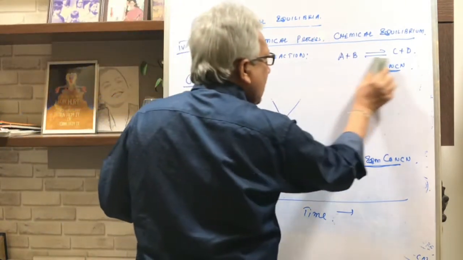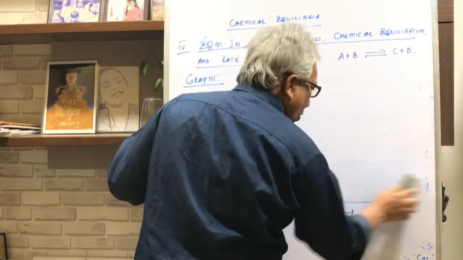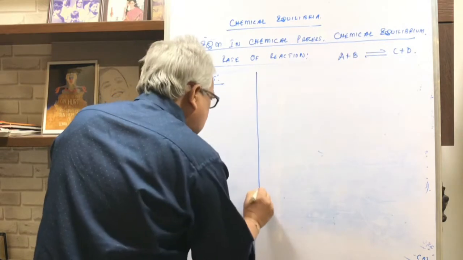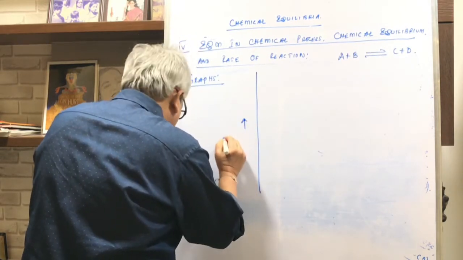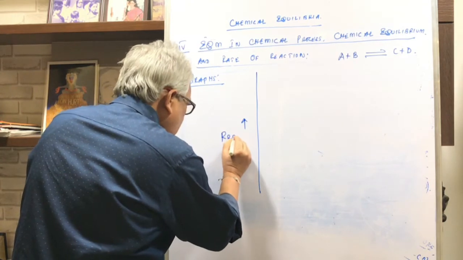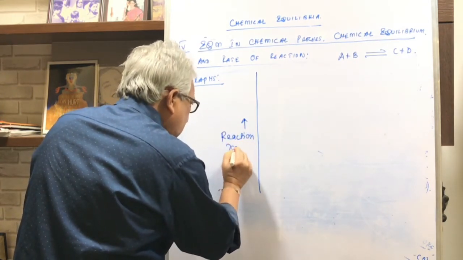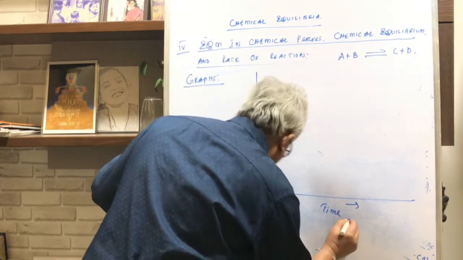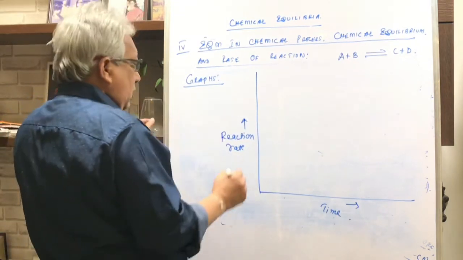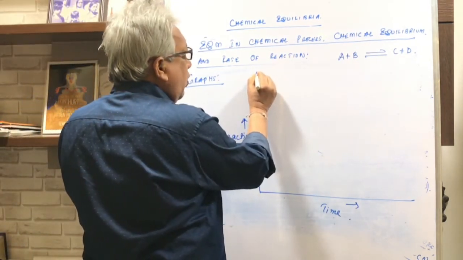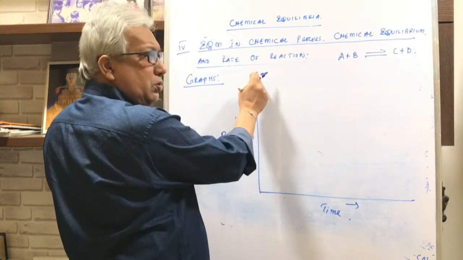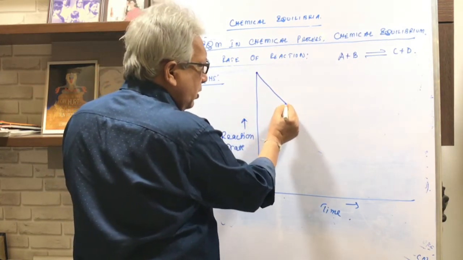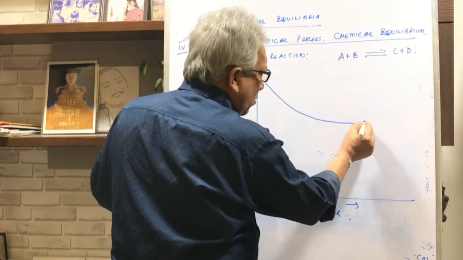Now I will plot another graph. In the y-axis I take the reaction rate, and on the x-axis I take the time. Is that okay? Now in this case, let's say this is here the forward reaction, here A and B full concentration, so they start reacting, but with the passage of time the rate of forward reaction will go on decreasing, and ultimately it will become a constant value.